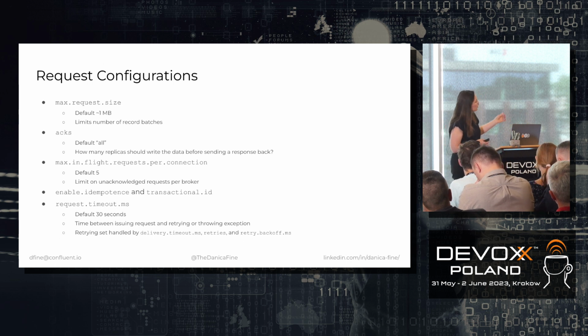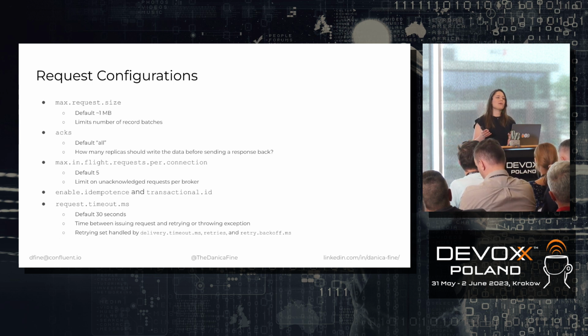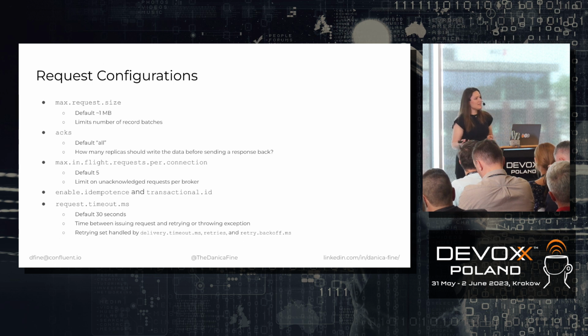And finally, we have request.timeout.ms. Once a request is actually sent to the broker, this is the maximum amount of time that the producer is going to wait to receive a response. Okay. If it doesn't receive that response, it's going to optionally retry, right? Because the data might not have been stored. Or it could throw an exception if you don't have retries enabled. Okay? Retries themselves are handled by a couple of other configuration parameters, retry.backoff.ms and retries. So look into those if you want to enable retries.